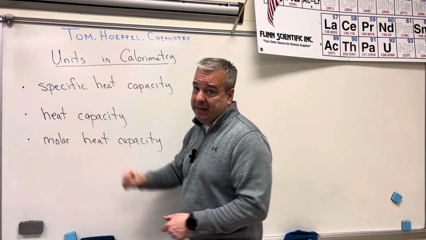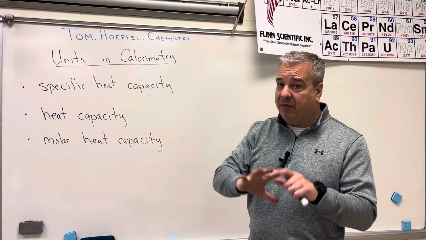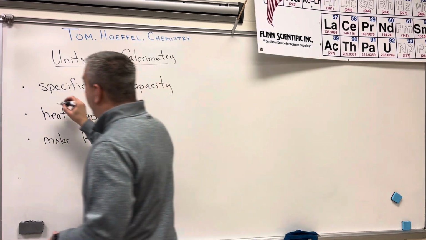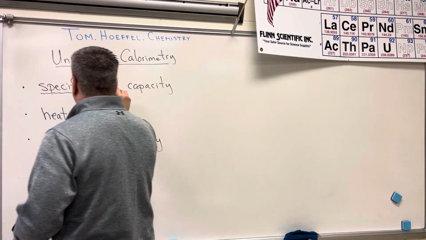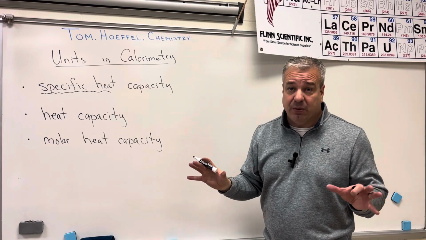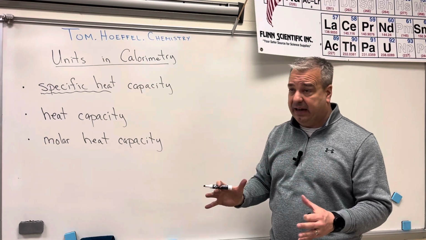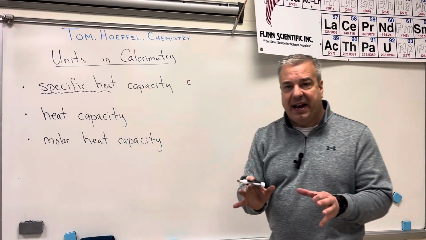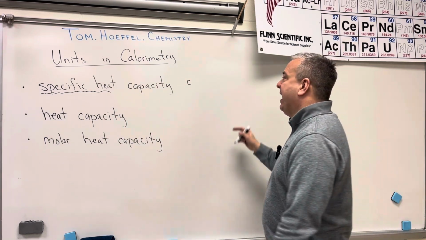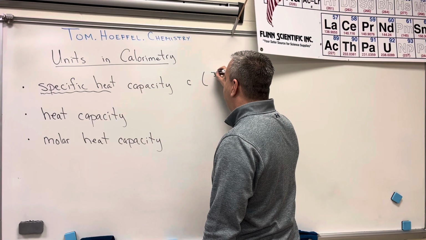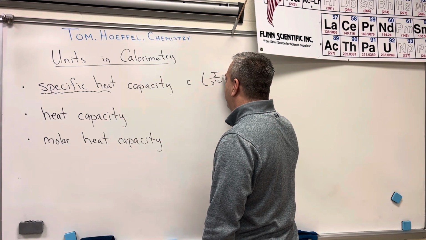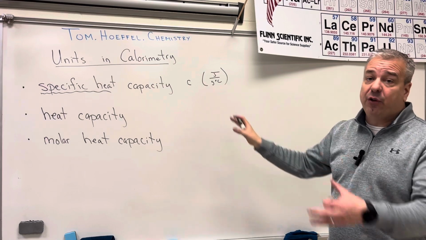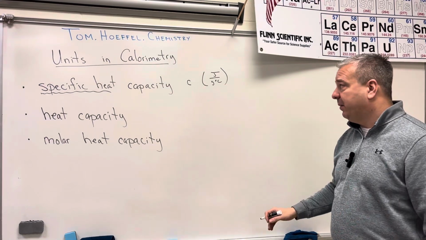The first one is probably going to be the most common one that you see, and it's called specific heat capacity. Now, most teachers will cut off that last word, and a lot of times they'll just refer to this as specific heat. The variable for specific heat is going to be the lowercase c, okay? And it has the units of joules per gram degrees Celsius, which is going to be different than the units in these other two vocabulary words, okay?